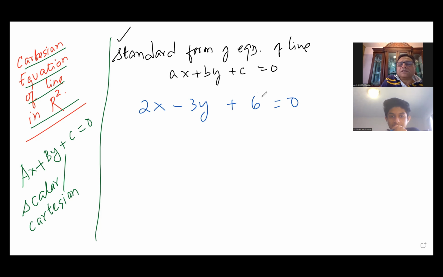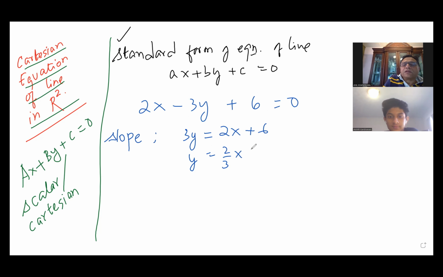Now, if this is the equation of a line, in that case, can you find slope of this line? Yes, sir. You can rearrange in terms of y. Correct. So let's rearrange. So we get 3y equals to 2x plus 6 and y equals to 2 over 3x plus 2, right? 6 over 3. Right. So when you write like this, you know that this slope is equal to 2 over 3, and the y-intercept is 2, right?